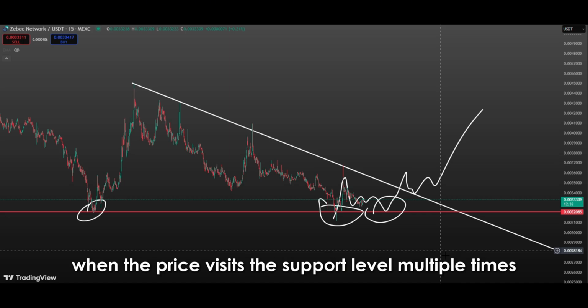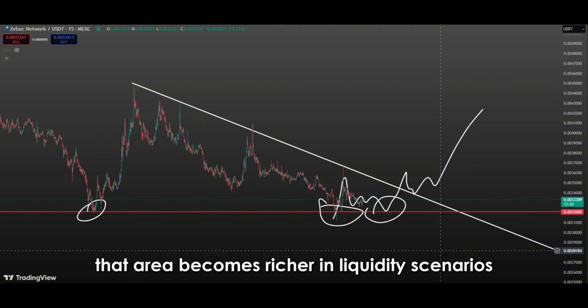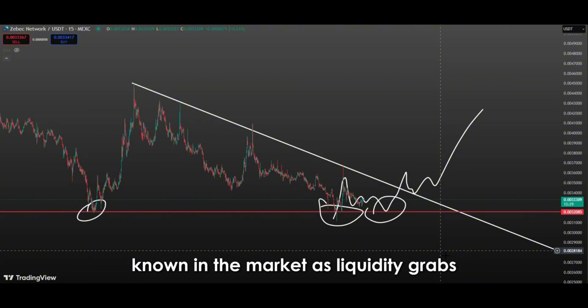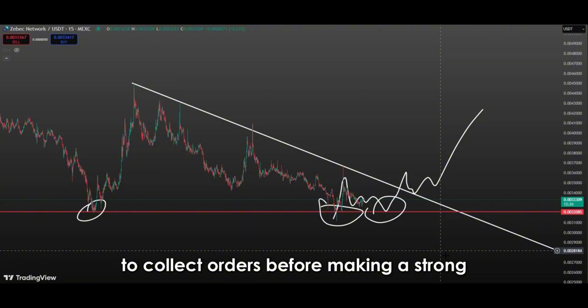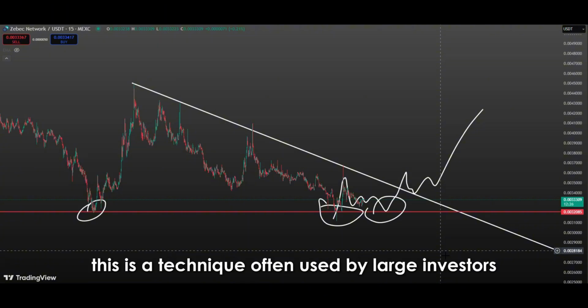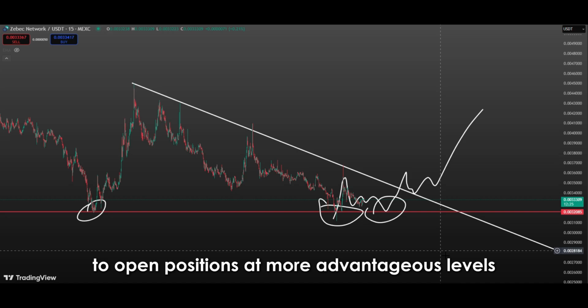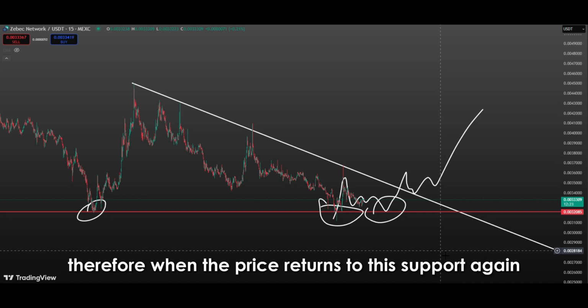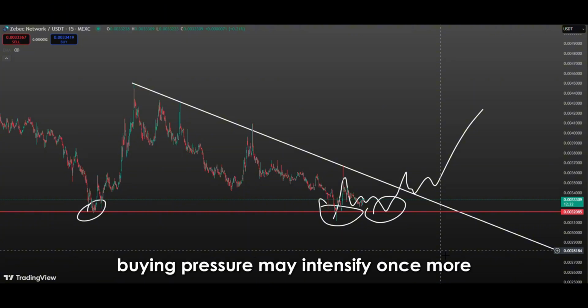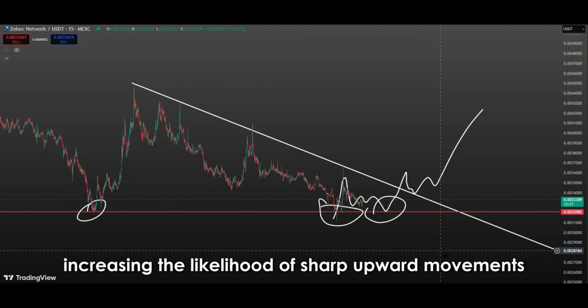Additionally, when the price visits the support level multiple times, that area becomes richer in liquidity. Scenarios known in the market as liquidity grabs occur when the price dips into the support area to collect orders before making a strong upward move. This is a technique often used by large investors to open positions at more advantageous levels. Therefore, when the price returns to this support again, buying pressure may intensify once more, increasing the likelihood of sharp upward movements.